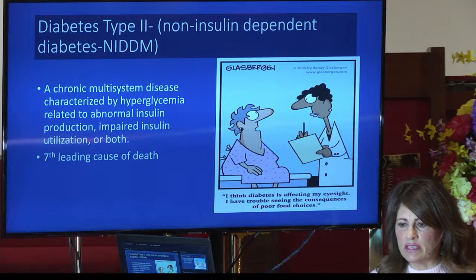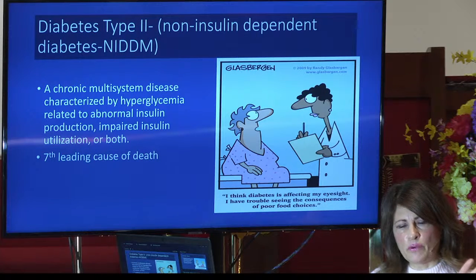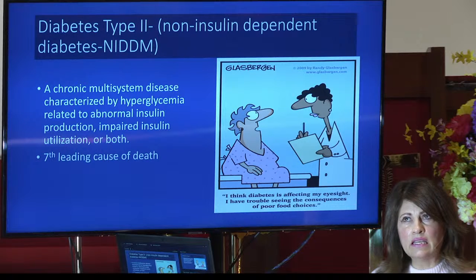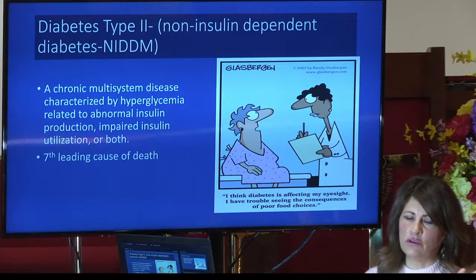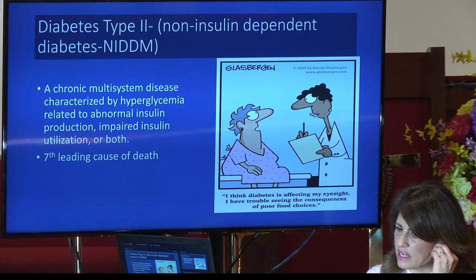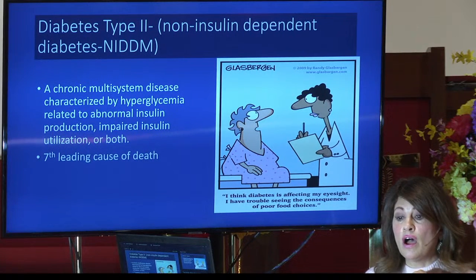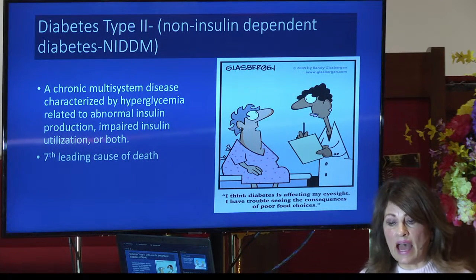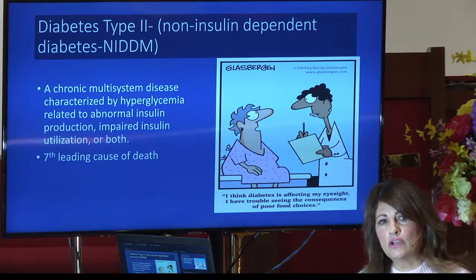Type 2 is non-insulin dependent diabetes, although the person could have type 2 diabetes and eventually need insulin. Not all type 2 diabetes patients just take non-insulin medications. They can become insulin dependent down the road. It is a chronic multi-system disease characterized by hyperglycemia related to abnormal insulin production, impaired insulin utilization, or both. It is the 7th leading cause of death.